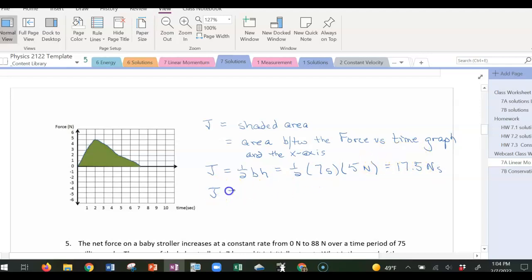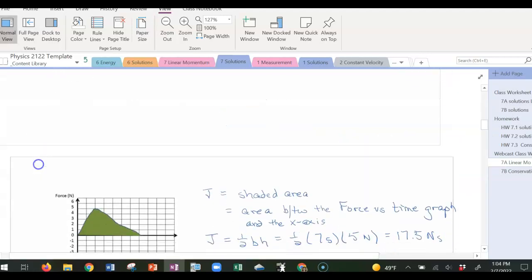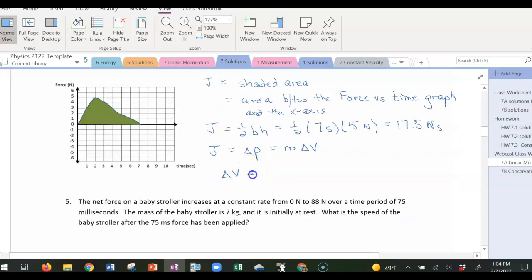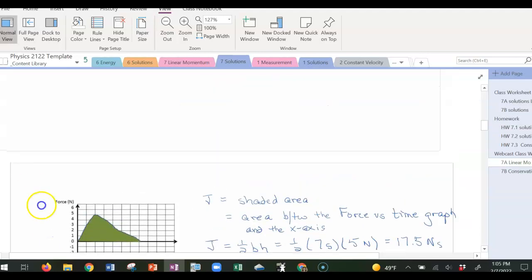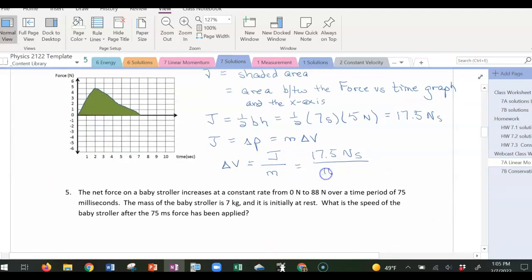That impulse should equal the change in the momentum, which equals the mass times the change in the velocity. So the change in the velocity, which was the question, should equal the impulse divided by the mass, or the 17.5 newton seconds divided by the mass of 10 kilograms. And so that would leave 1.75 meters per second.